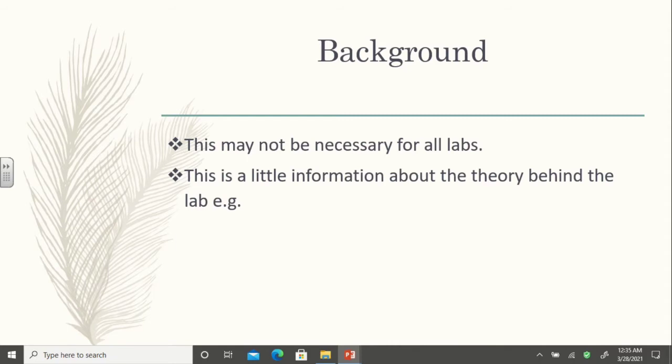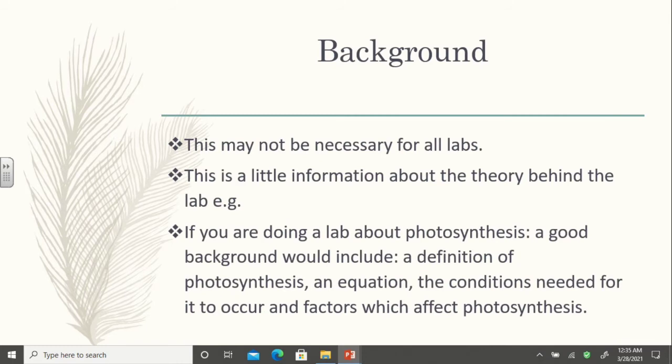Of course, in science, we try to match the theory to the lab. So you do the theory and then you see it in practice so that you can actually see some evidence of the theory. That's the whole idea of the lab. And so in your background, you're just going to give a little bit of information about the theory of the lab.